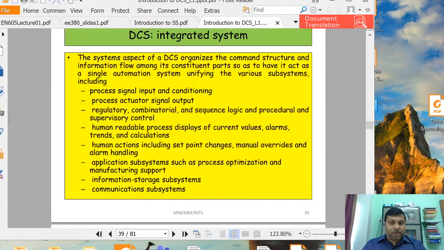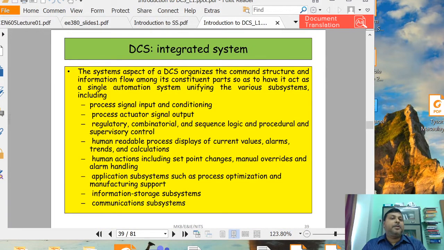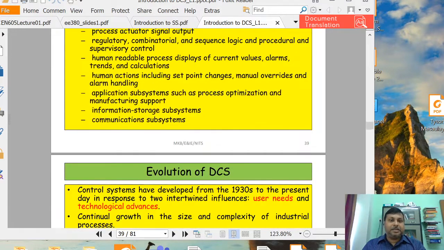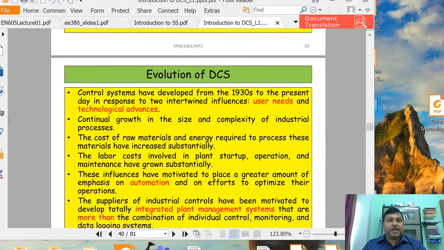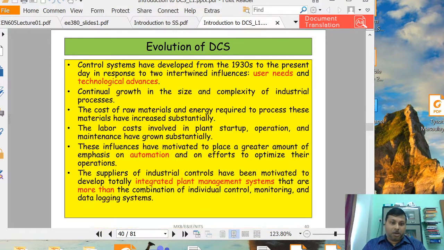Now I think this is sufficient to understand how the evolution of DCS has come in terms of the use of computers. In the next class we want to understand how the evolution of DCS has really occurred, and also in detail we are going to understand what the architecture of DCS is.